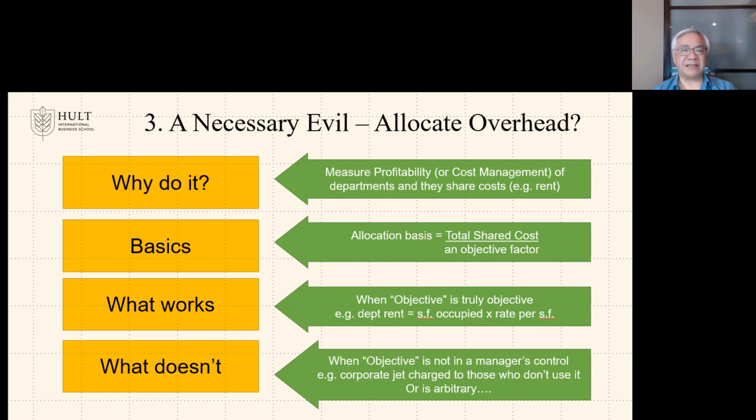Let's see, if I have rent, would I just take the rent in total and divide it by the square foot? And then based on that, if I occupy 10,000 square feet, it would just be 10,000 times that number. It seems like an easy thing. Well, that's an example of what works. It works when it's an objective measure that matches the economics of how much resources is taken up by that particular department. When it doesn't work are examples when it's not in the control of the manager.